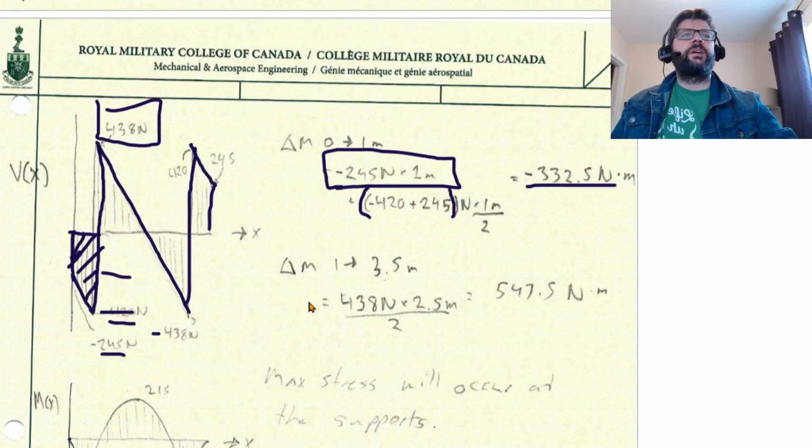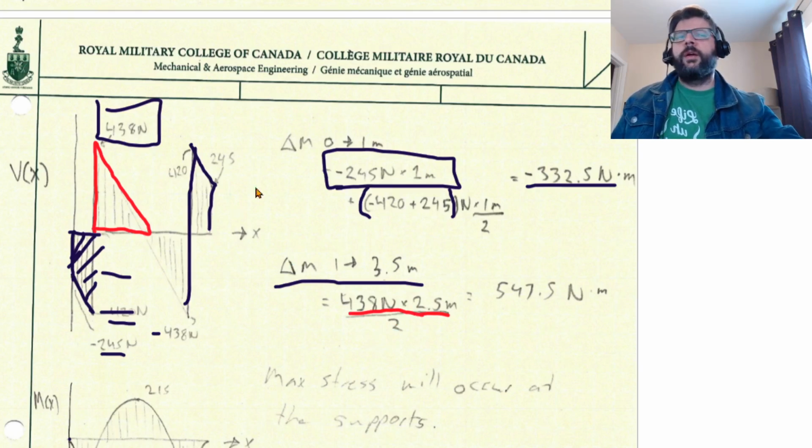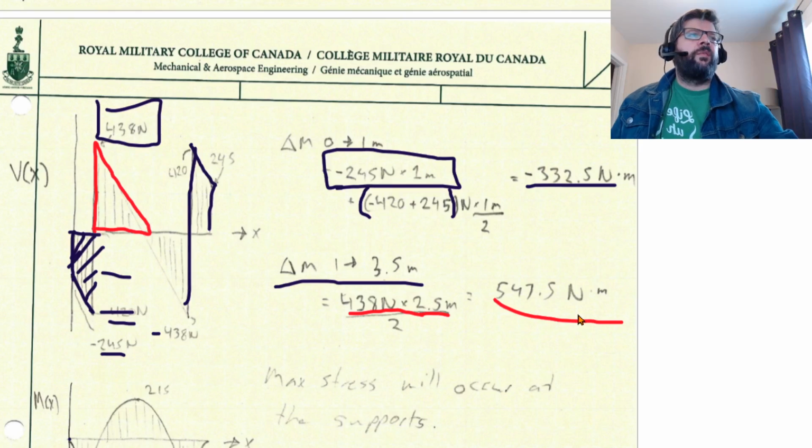so we've got that, and then we have the change in the moment from 1 meter to the midspan, 3.5 meters. Again, that'll be based upon the area of this triangle here. Its base is 2.5 meters. The height there is 438 newtons. So 438 times 2.5, and then divide by 2 because it's a triangle. That gives us 537.5 newton meters. So that'll be the increase from here to here.